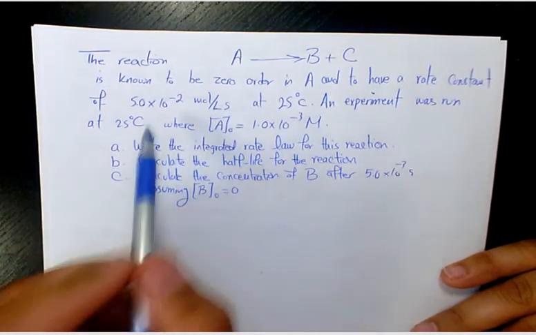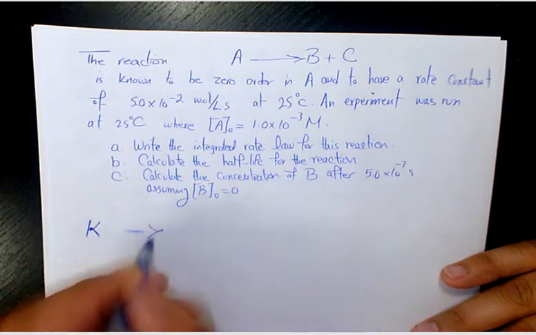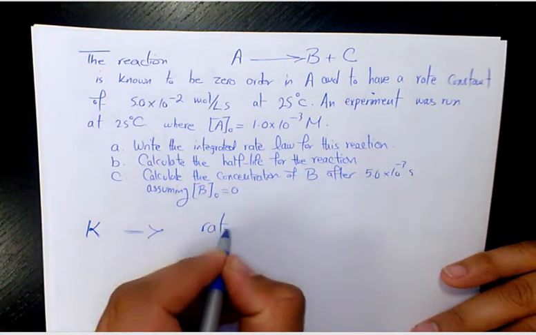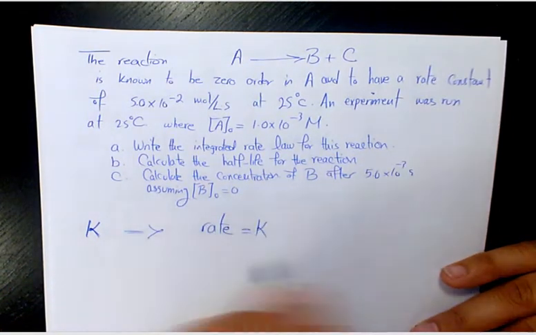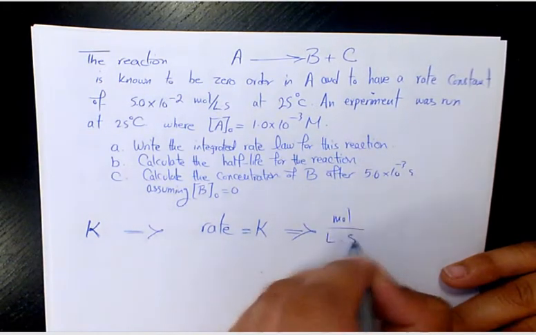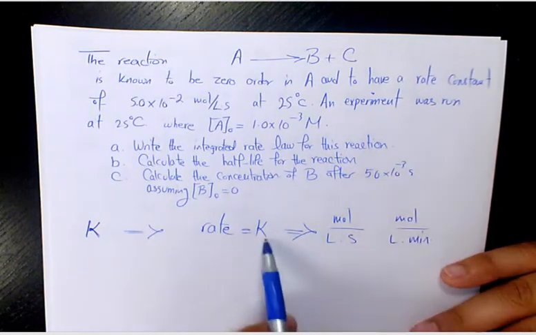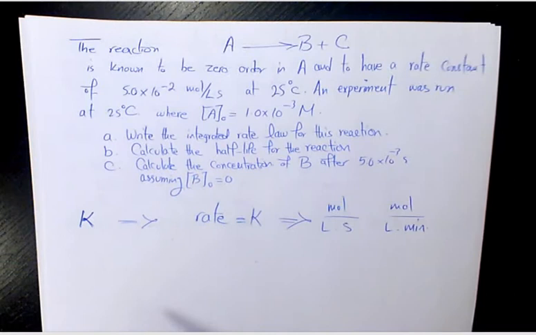Before I start, I just want to show you the unit for K has to be equal to the unit for rate, because rate equals K for a zero order reaction. And since rate is mole per liter per second or mole per liter per minute, we're going to have the same unit for K as well.